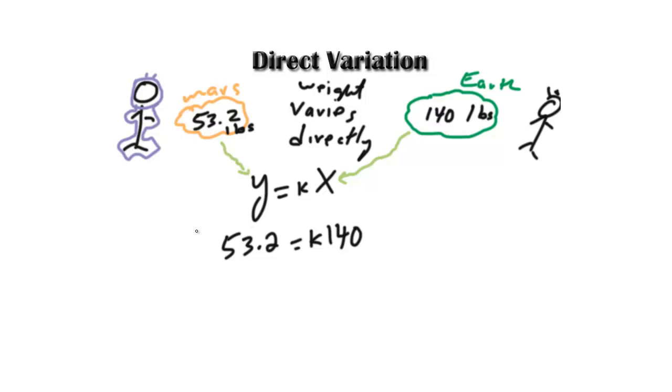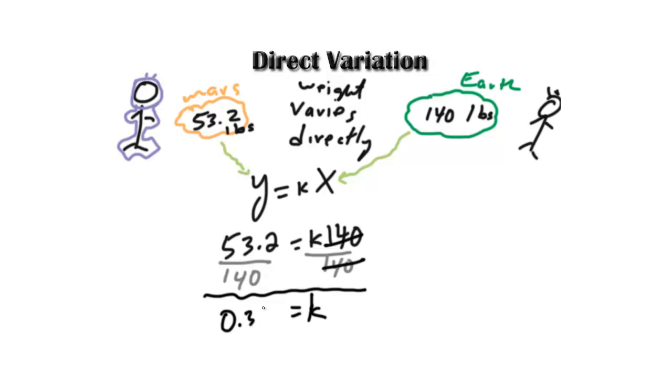So to get k by itself, I'm just going to divide both sides by 140. If we do this out, this 140 and this 140 cancel. You're just left with the k, and if you do it out, you're going to get 0.38.